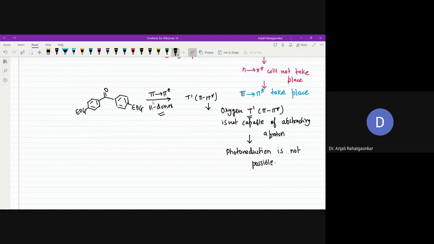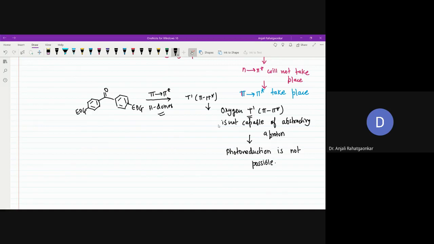When does the pi pi* transition occur and when does the n pi* occur? The n pi* occurs when the energy level is the lowest. Here it requires more energy; the n pi* needs less energy, but here it needs more. That's why the pi pi* transition takes place. Though it undergoes the pi pi* transition, the oxygen in the pi pi* transition, in a triplet state, is not capable of abstracting a proton.